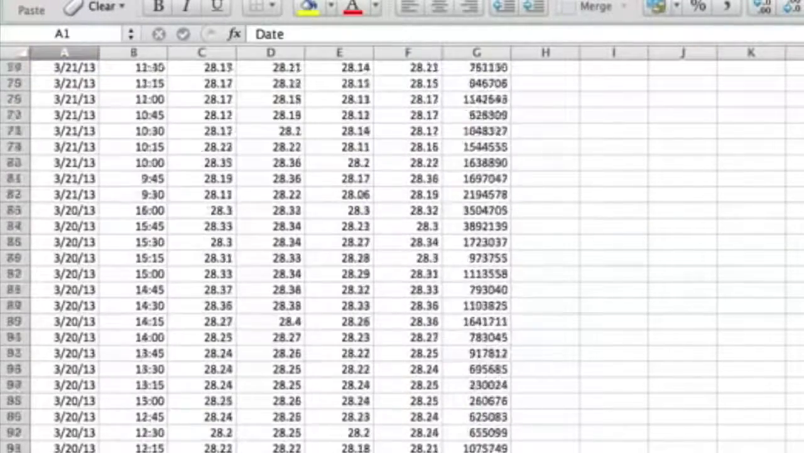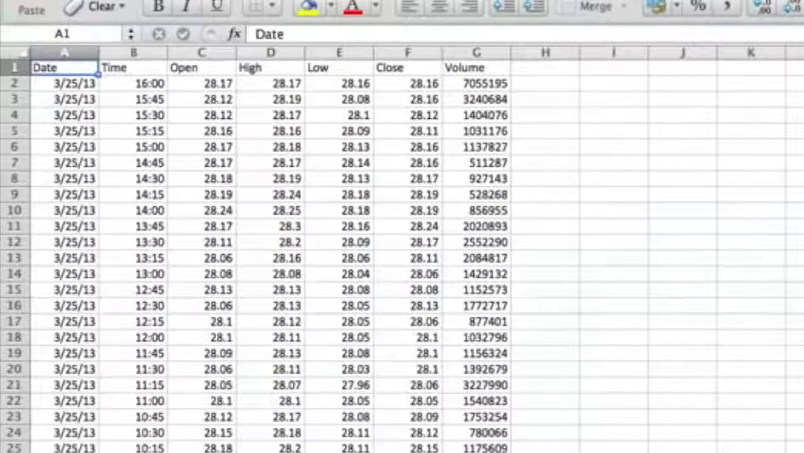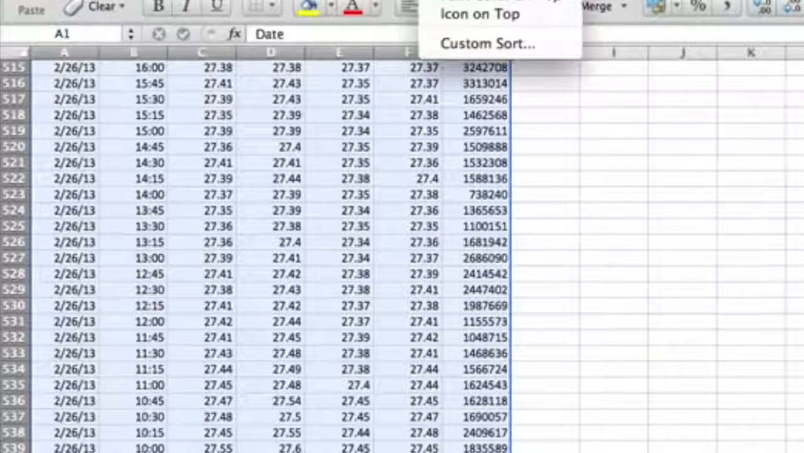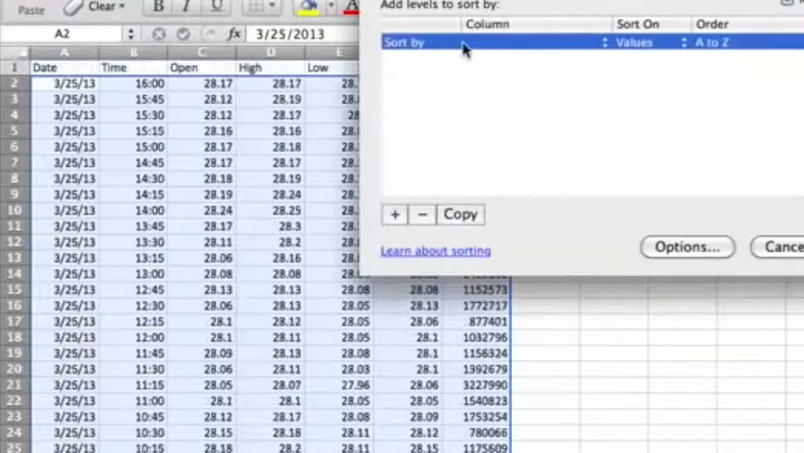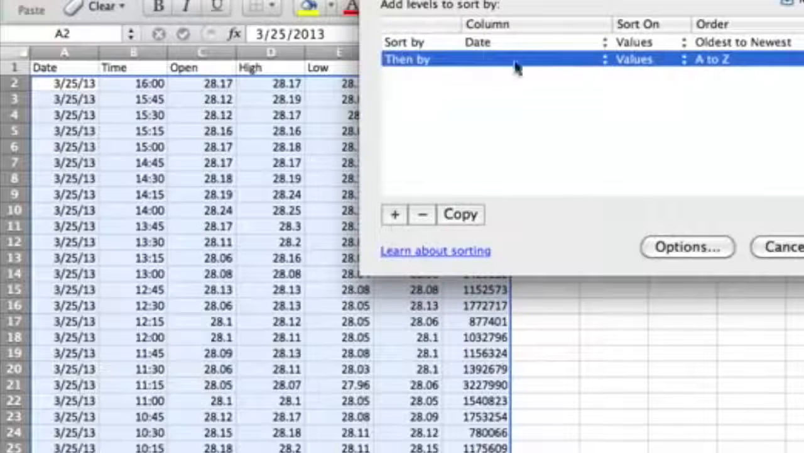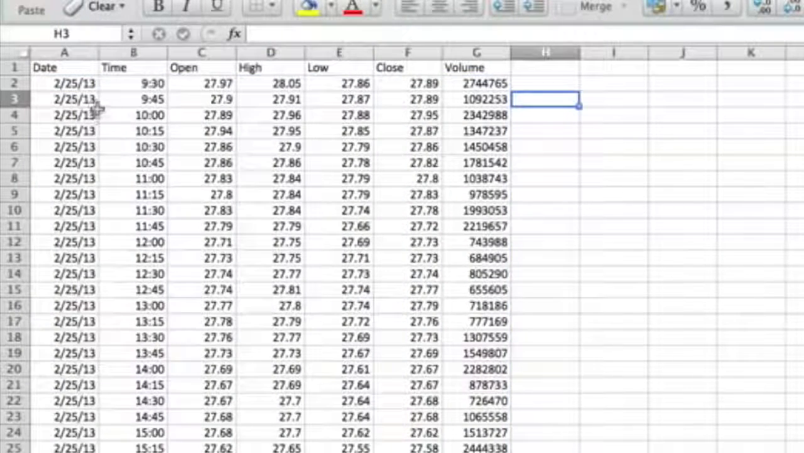So the first thing you want to do is put this in order. So just click Control A to select all data. Click on custom sort, and we want to sort by date and then by time. So there we go. We have February 25th at 9:30 when the market opens. It's Eastern time, and so on and so forth.